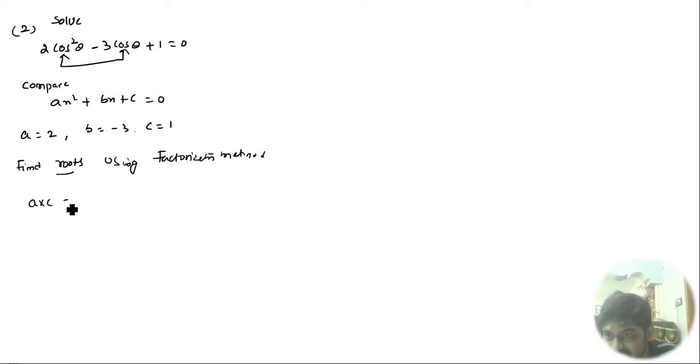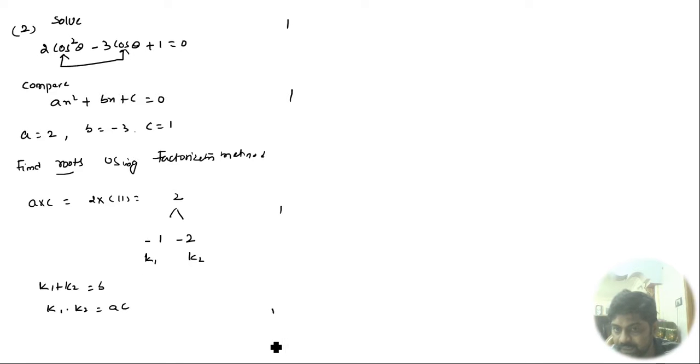That is a into c, 2 into 1 equal to 2. What are the factors for 2? 1 and 2. If we do that addition, we get minus 3. So we get minus 1, minus 2, minus 3, and a minus into minus is plus. What is the condition? This is k1 and k2: k1 plus k2 becomes b and k1 into k2 becomes ac.